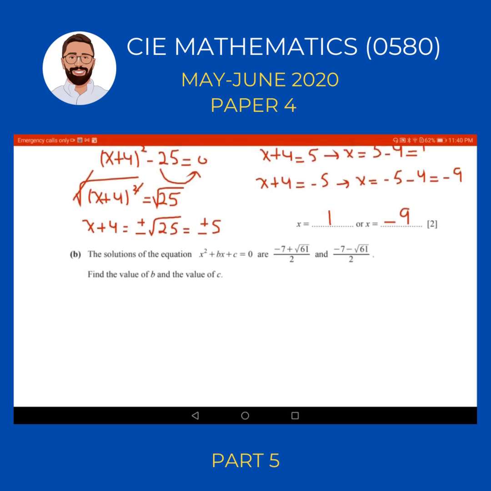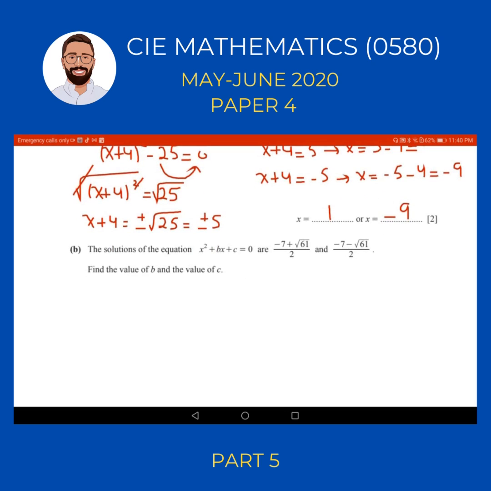Now in part B, it says the solutions of the equation x squared plus bx plus c equals 0 are negative 7 plus the square root of 61 over 2 and negative 7 minus the square root of 61 over 2. We need to find the value of b and the value of c.